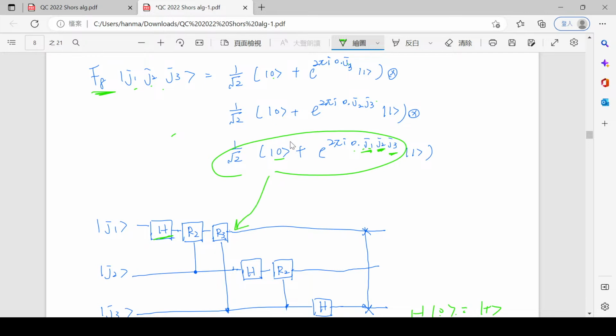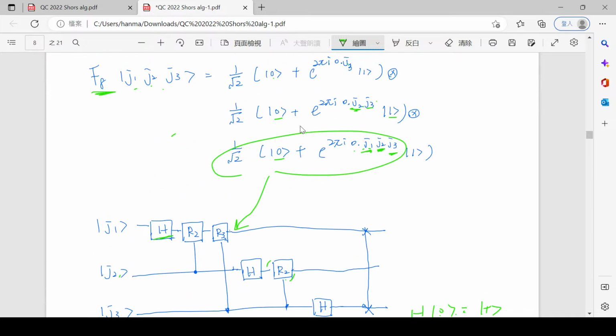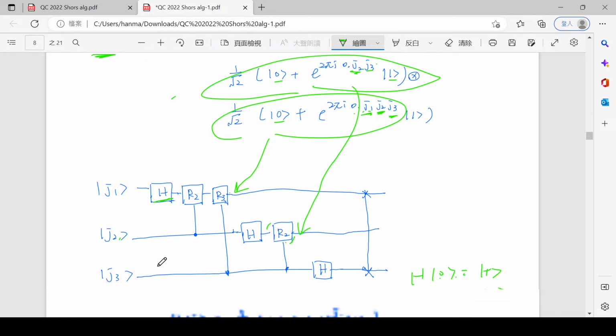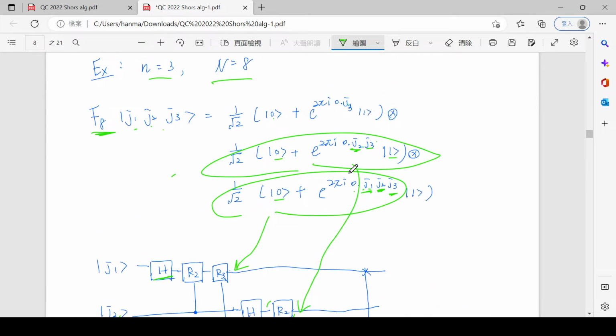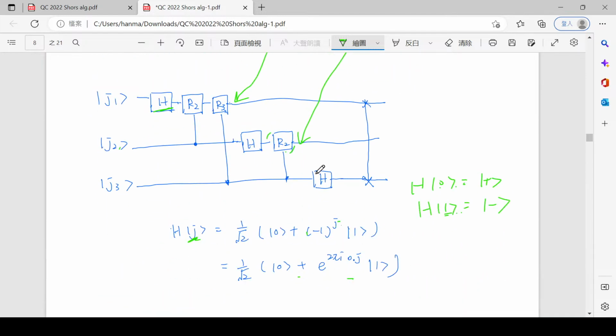Then the second qubit, the same thing, is actually easier. The Hadamard turns it into 1 over square root 2, |0> plus e to the 2 pi i 0.j2 |1>, right, because it's j2. And this R2 will add this j3 here. So the second qubit will go here, and finally the third qubit will just do this thing, which is exactly what we said here: j becomes j3. So Hadamard turns it into what it should be.